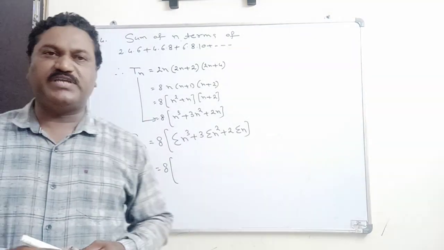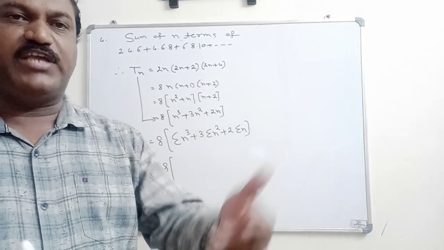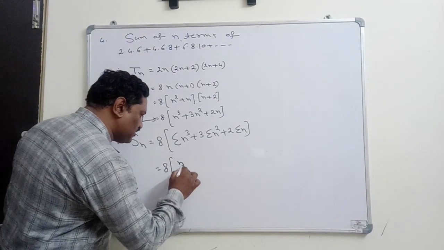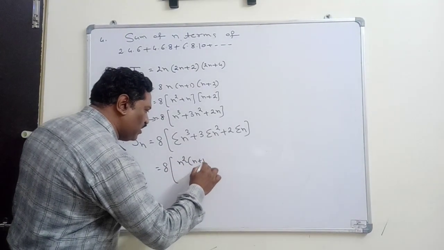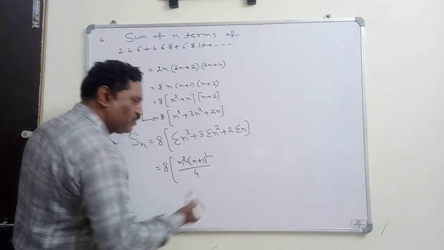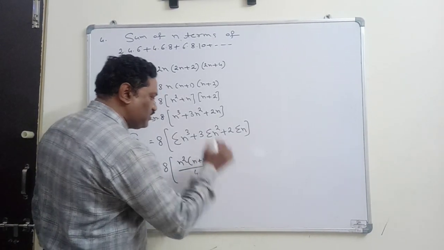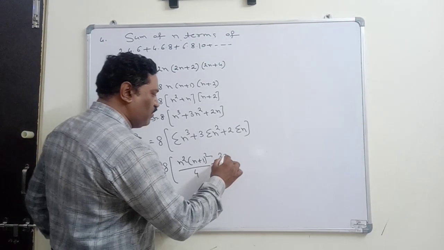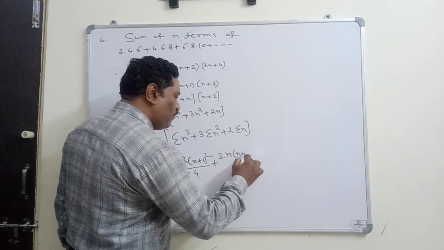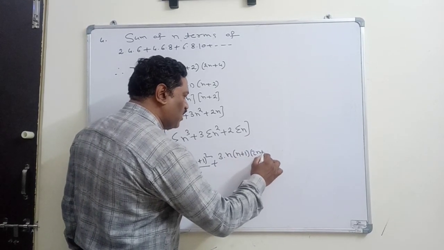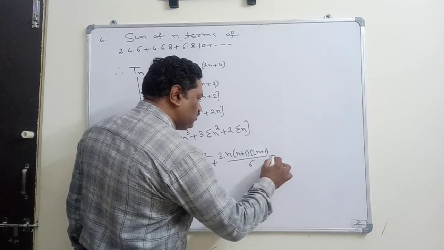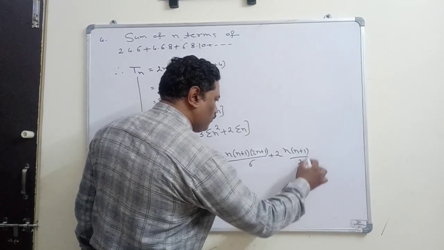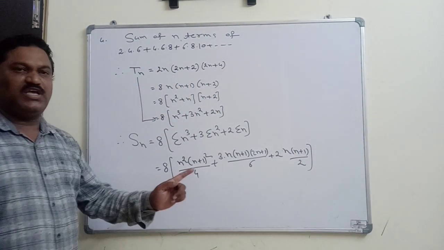This is going to represent the sum of the first n cube natural numbers. The sum of the first n cube natural numbers, that formula is n square into n plus 1 whole square by 4, plus 3 times sigma n square, that is the sum of the first n square natural numbers. That formula we know as n into n plus 1 into 2n plus 1 upon 6, plus 2 times sigma n, that is n into n plus 1 by 2. So all these formulas we will write.